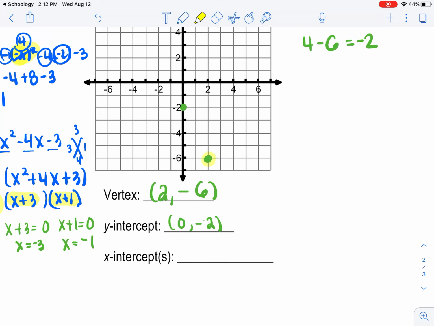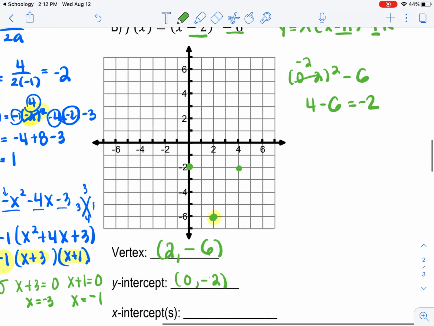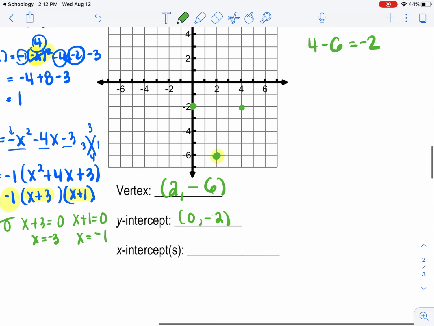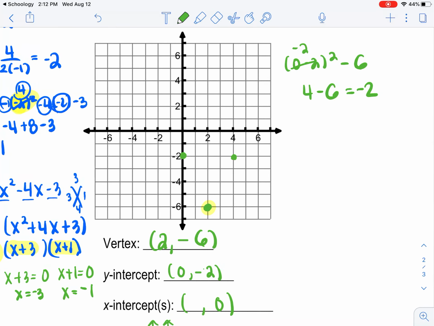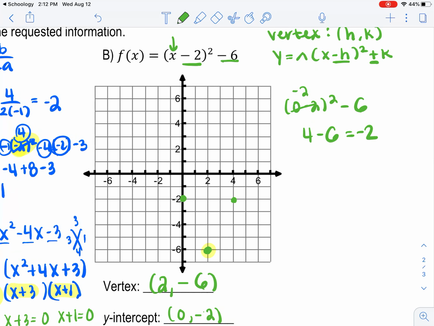Once again, this right here is my vertex. My graph has to be symmetric, so that means that there has to be another point right here at 4, -2 so far. All right, x-intercepts. This is where y is equal to 0. So there might be more than one. There can also be none, right? Because if you think about it, it can look like this. There's no y-intercepts right there. Or sorry, x-intercepts right there. All right, let's see. You can tell that there's going to be x-intercepts, but let's see where they're at.